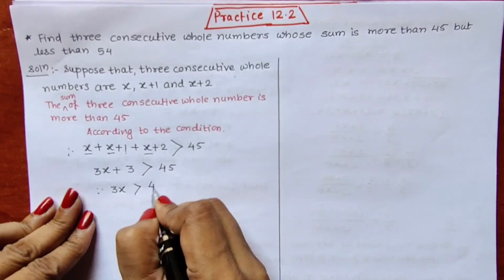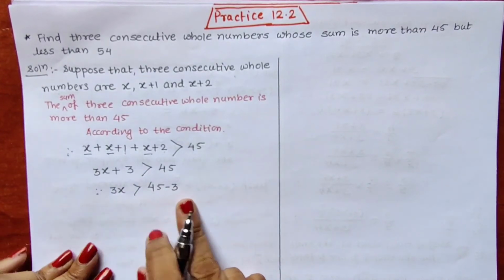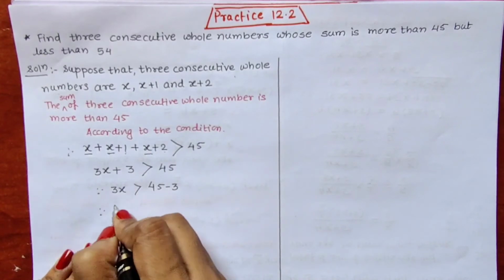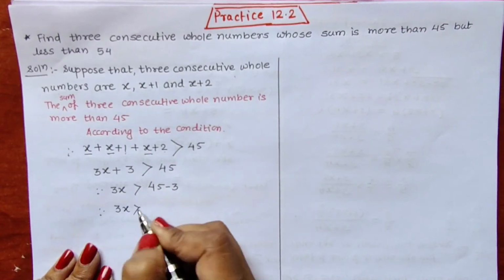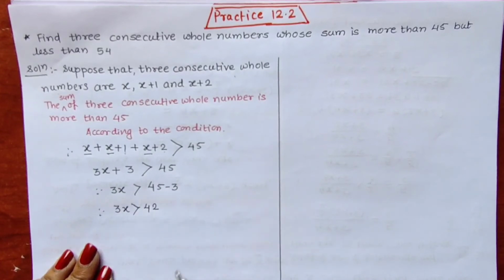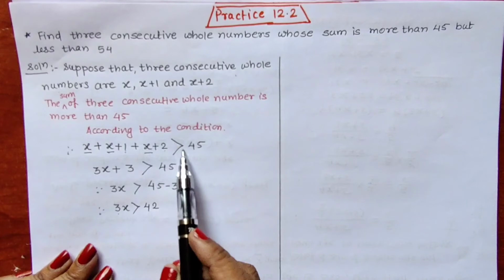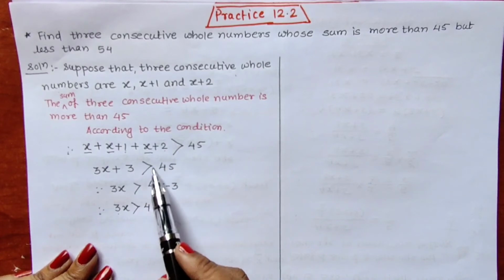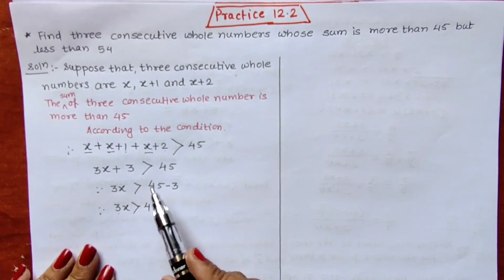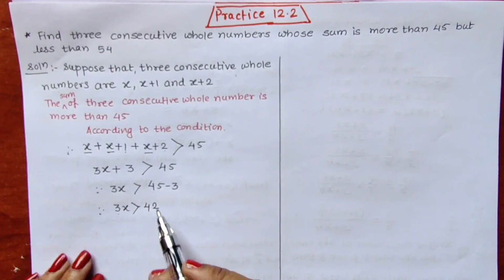And we have to subtract 3 from the right hand side also. It will become 45 minus 3. Now 3x is greater than 45 minus 3, which is 42. Now this 3x is there. We require only x on the left hand side. Though it is not an equation, it cannot be called an equation because the equal to sign is not there. The greater than sign is there. So it is not an equation, but we have to solve it. We have to follow the same rule as for an equation.